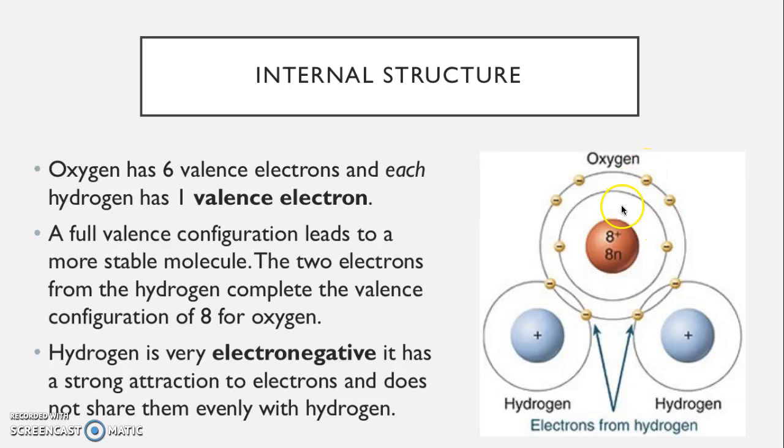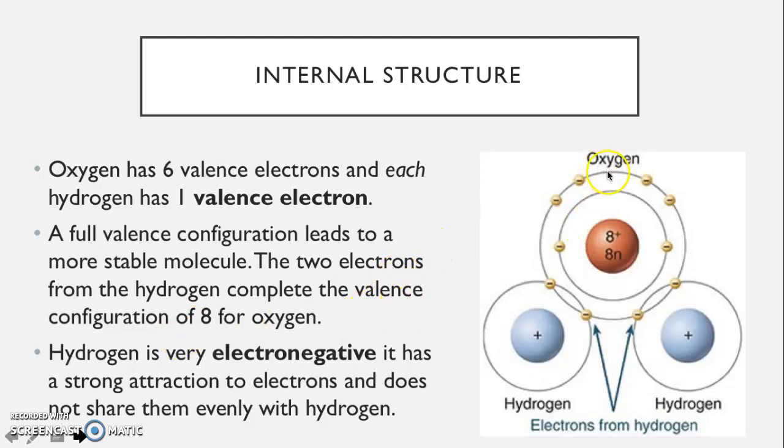So hydrogen is always looking to gain 2 electrons from other atoms. So knowing that each hydrogen has just 1 electron, oxygen often bonds with hydrogen, and in doing so completes that outer orbital with its 8 electrons. Okay, so making it a more stable molecule.